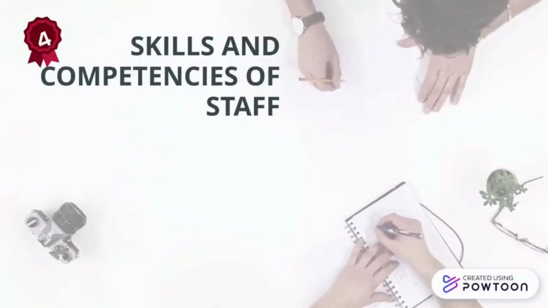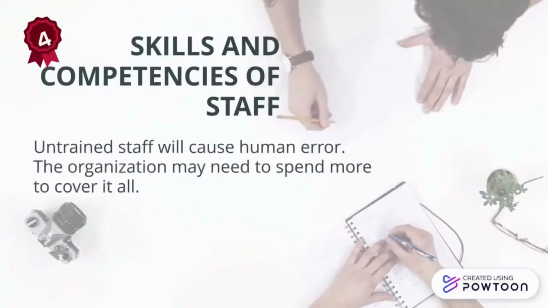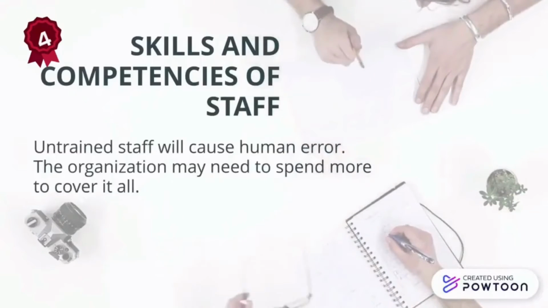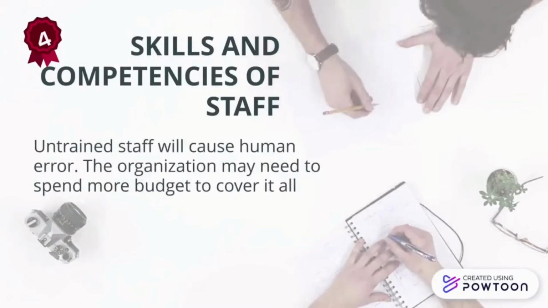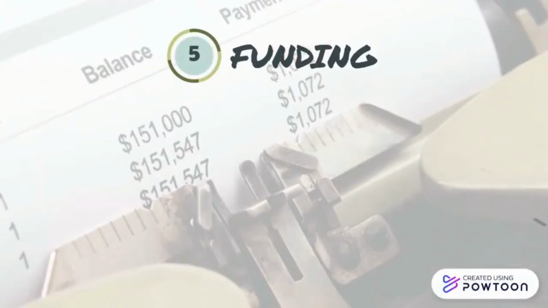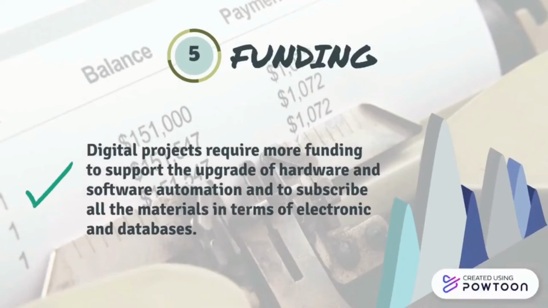The fourth challenge is the skill and competencies of staff. Untrained staff will cause human error. As the staff lacks the skills and competencies in digitization, the organization will need to spend more to cover it all. Then, the funding. Digital projects require more funding to support the upgrade of hardware and software automation and to subscribe to all materials in terms of electronic and databases.